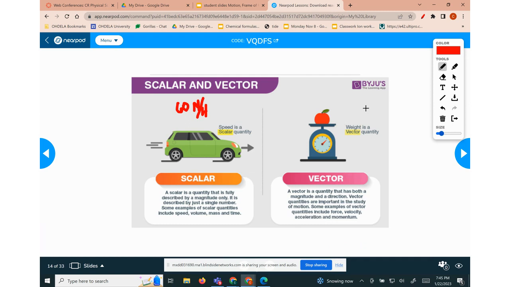Now a vector is a quantity that has both magnitude, so a number, and the direction. So weight is a vector because of gravity. Gravity pulls it down. So we have an arrow, and we might say this is 1. And usually in science, they call this newtons, and that is 1 newton. So we have an arrow pointing in the direction it's moving, and that's how we tell the difference between the two.